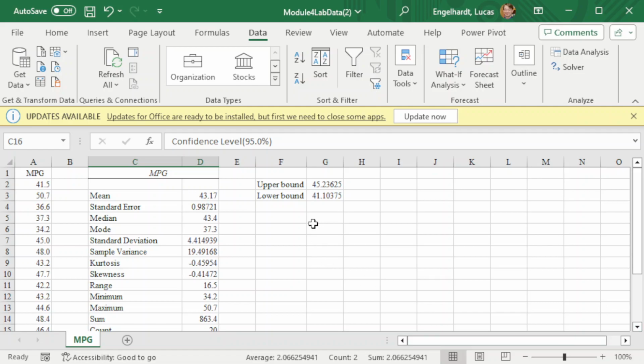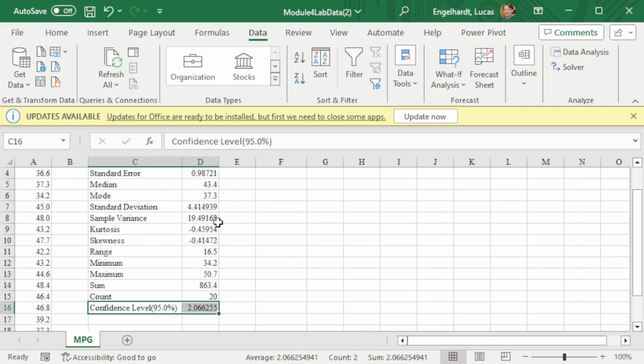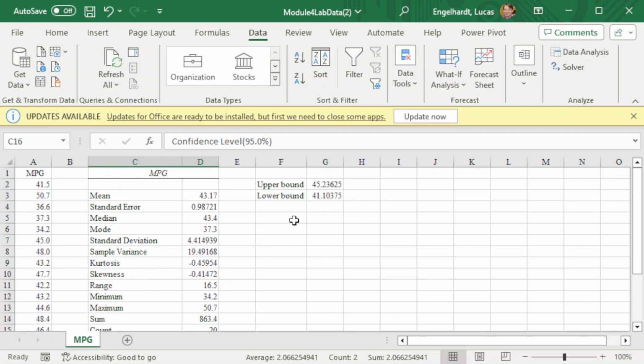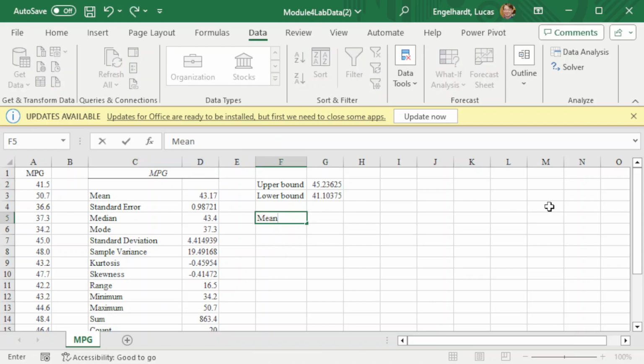All right, now there are a couple other ways that we can do this. I like the descriptive statistics because it gives us so much with just a couple clicks. However, all of these do have formulas that you can use, or combinations of formulas. So let's say that we were just wanting to use formulas. In that case, we would need two things. First, we need to calculate the mean, and then we need, again, that margin of error.